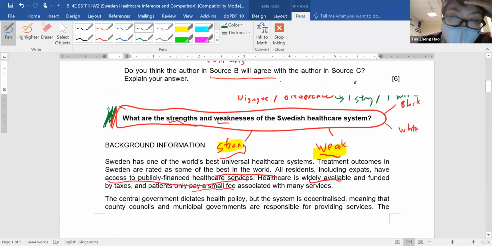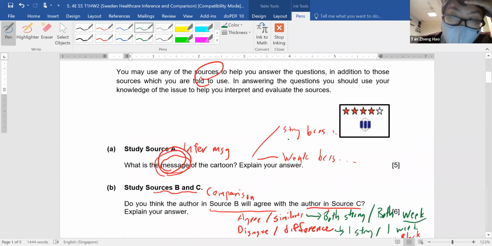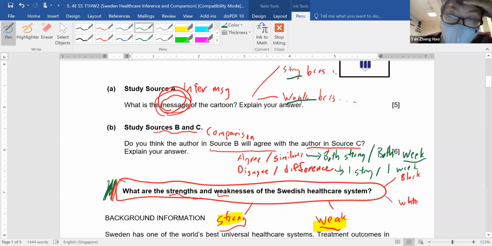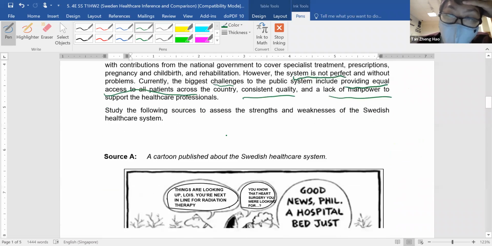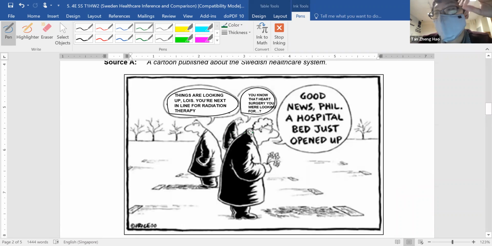Source A is asking what is the message of the cartoon. So remember, as we are reading, we want to see whether it is a strong or maybe a weak healthcare system. I won't tell you which is which, but I'll briefly unpack the source for you. If you want to try it on your own, feel free to stop the video here and answer the question. So, a cartoon published about the Swedish healthcare system.